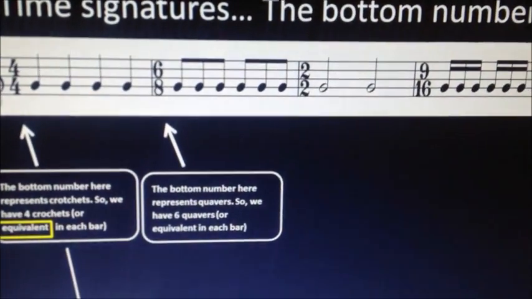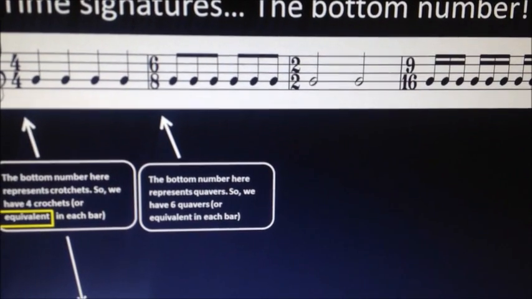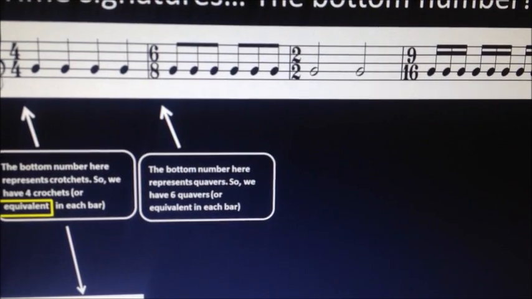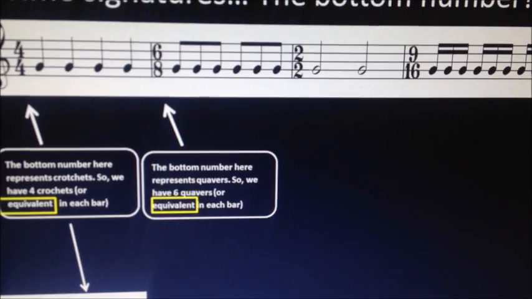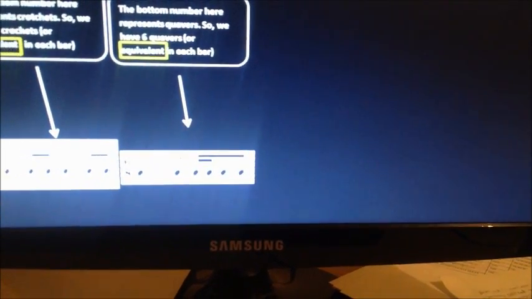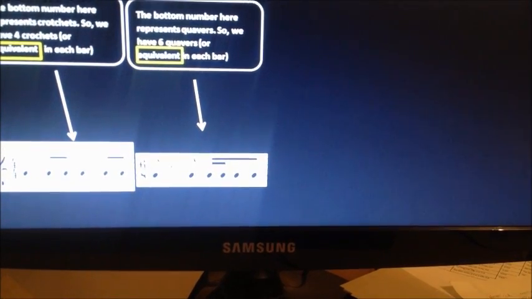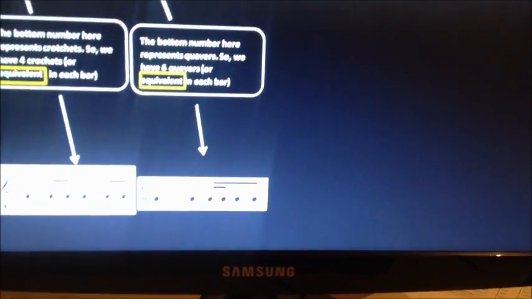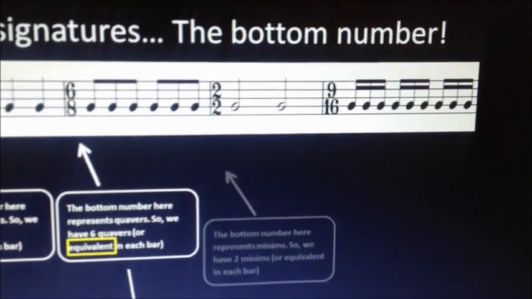In this next example, we have 6-8. 8 represents quavers, so we can have 6 quavers, or equivalent, in each bar. Equivalents might look like that. You might have some semiquavers, you might have some rests. If you can't see that quite properly, hopefully you can hear what I was saying.